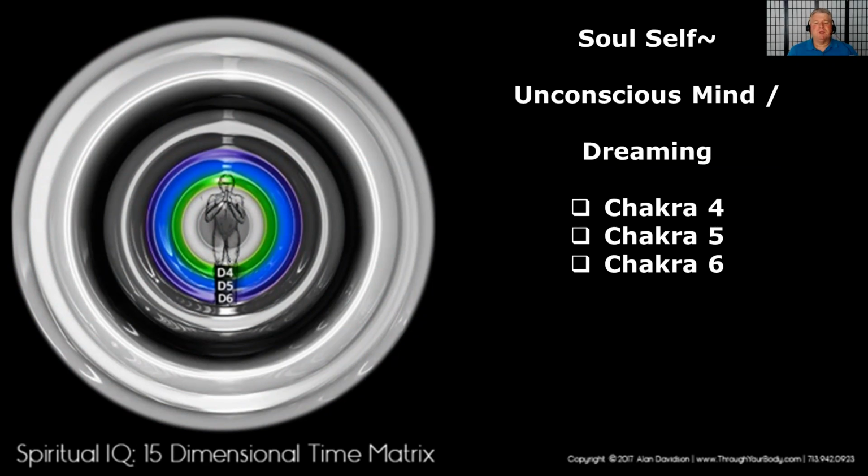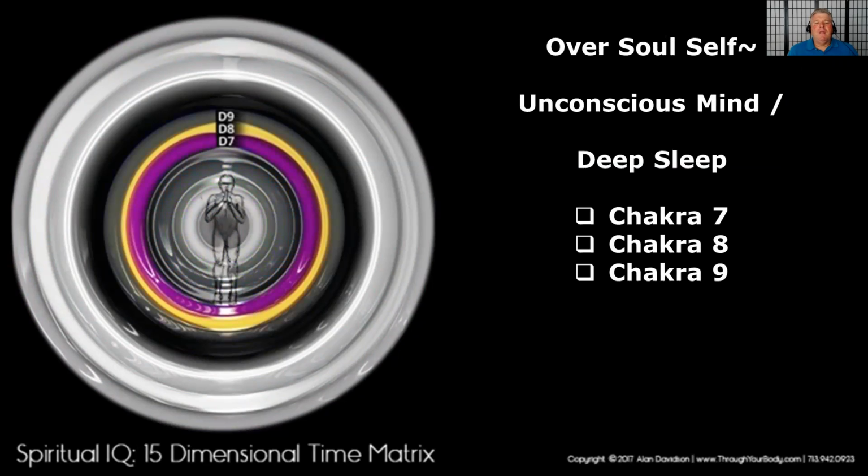This is the soul self, chakras 4, 5, and 6. Then we move into the next major realm of consciousness, the oversoul self. And this is still the unconscious mind. This is the deep, dreamless sleep. This is the causal level of consciousness. There's still that sense of I am, that sense of who you are, but it's really open, really spacious.